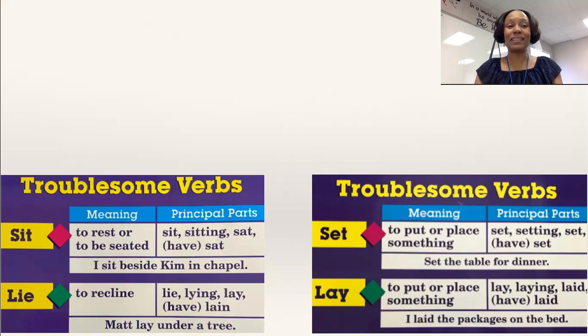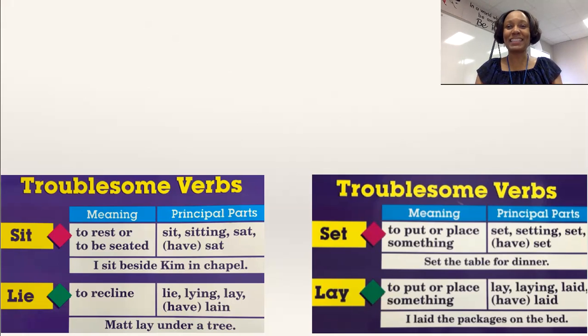Okay, so we are moving on now to those troublesome verbs that we covered in previous lessons, and we have them here before us. They happen to be sit and set, lie and lay. So sit means to rest or to be seated. The principal parts of sit are sit, am sitting, sat, have sat. And then we have set, which means to put or place something. Those principal parts are set, am setting, set, have set. Lie, on the other hand, means to rest or to recline. Those principal parts are lie, lying, lay, have lain. And lay, which means to put or to place something, similar to the definition for set, has the principal parts lay, am laying, laid, have laid.